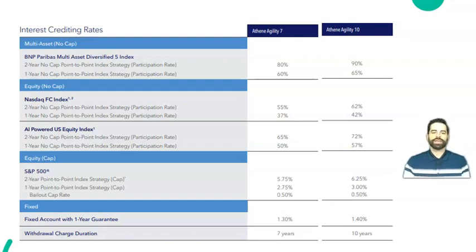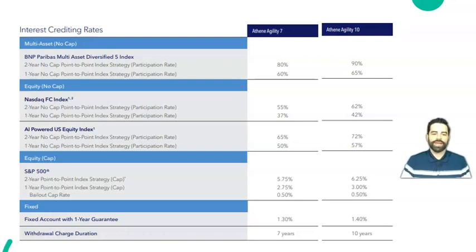And then you have an equity cap, which is the S&P. So this one's not participation rate, this one's a cap. How does a cap work? If your cap is 5 and the market does 10, you get 5. Okay, if your cap is 5 and the market does 2, you get 2. So you're going to get whatever the market does up to that cap. So the 2-year cap is 5.75 on the 7 and 6.25 on the 10. On the 1 year, it's a 2.75 and a 3.